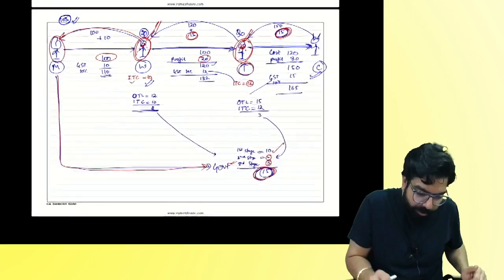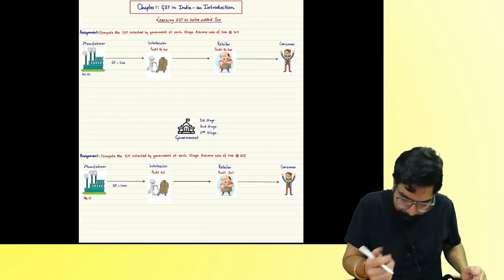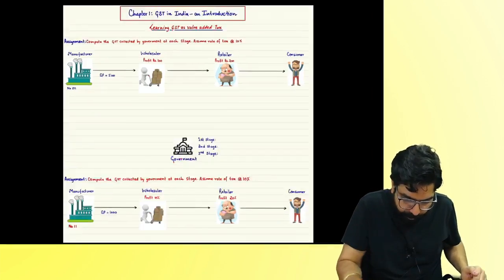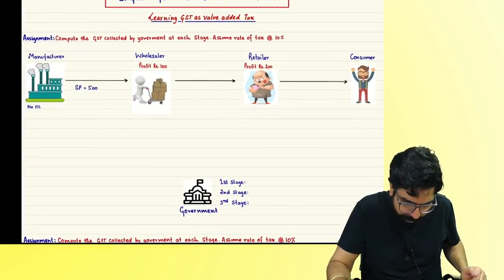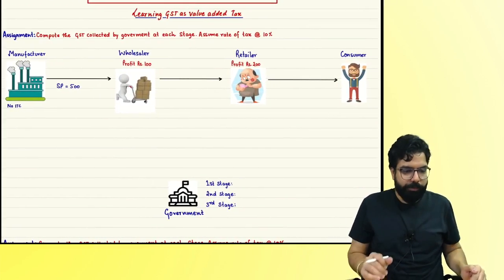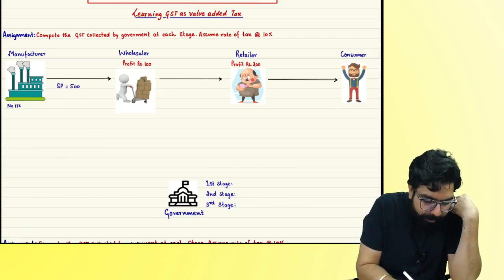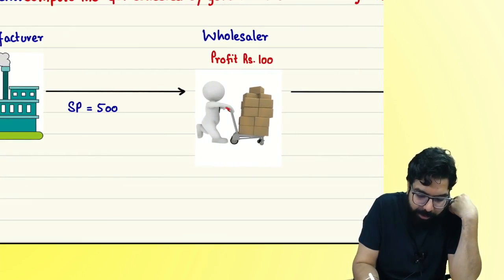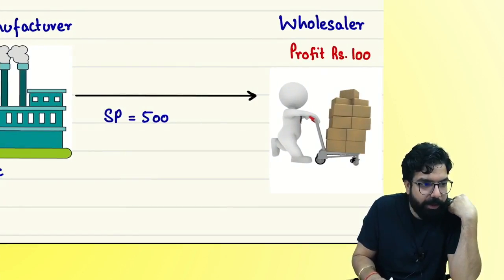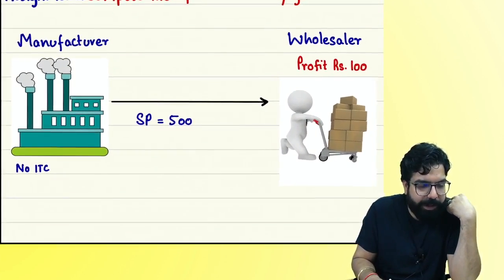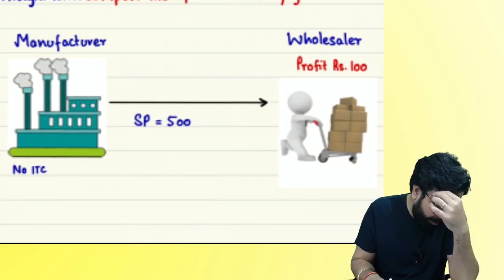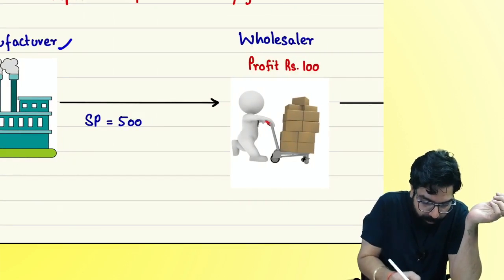Chalo, I'll ask you one question, everyone. I've got a small assignment for you. You guys have to tell me the answer for this. Try. Okay, we'll do it together. Here there is a manufacturer, and the manufacturer went ahead and sold to the wholesaler. Profit is how much? Nothing. He sold for 500 rupees.